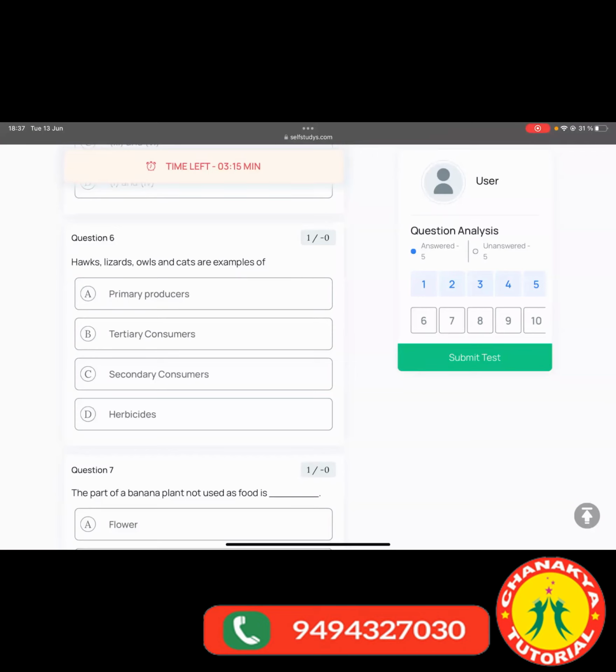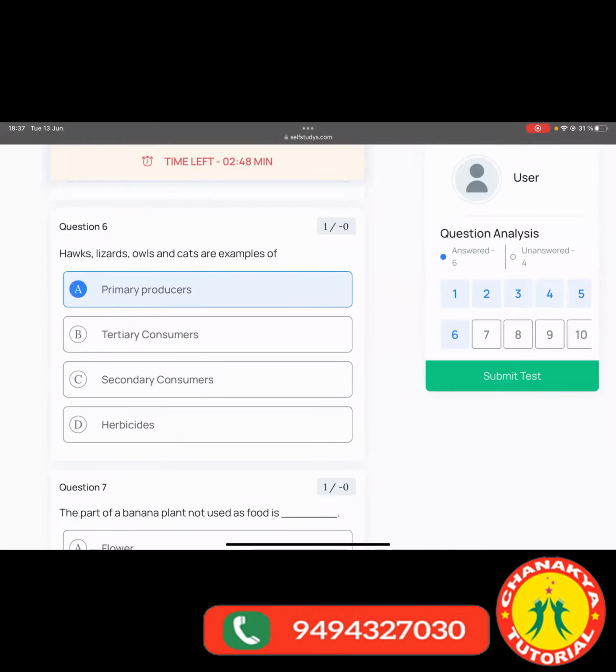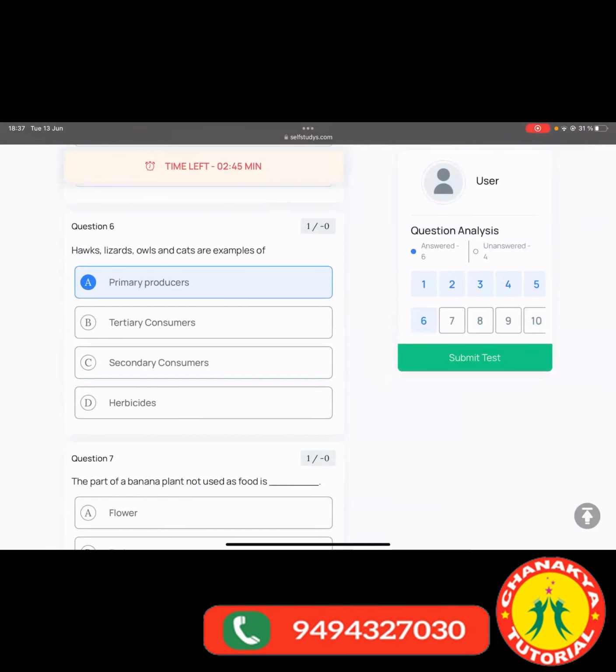Now look at the term consumers and the term producers. Consumers means those who consume. The primary producer is the plant. The secondary consumer is the goat. The tertiary consumer is the one who consumes the animal thirdly. Finally, who is consuming it? A lion is eating, so the lion is the tertiary consumer here. Herbicides are like insecticides and fertilizers, you're killing the pests and insects in the plants. That's called herbicides. Now answer the question.